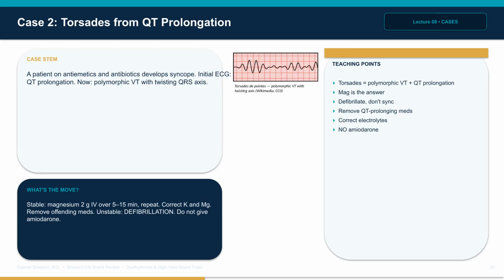Case 2. A patient on antiemetics and antibiotics develops syncope. Initial ECG showed QT prolongation. Now the ECG shows polymorphic VT with a twisting QRS axis. Stable patients get magnesium sulfate 2 grams intravenous over 5 to 15 minutes. Correct potassium and magnesium. Remove offending medications. Unstable patients get defibrillation. The board trap is amiodarone, which further prolongs the QT and worsens the rhythm.